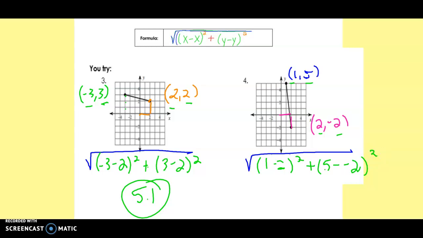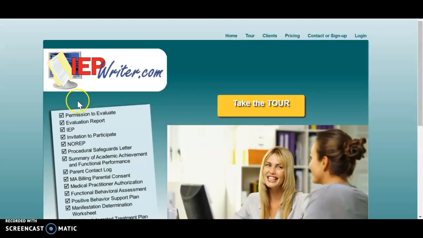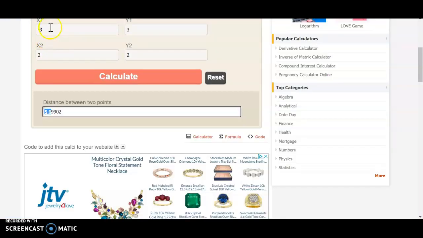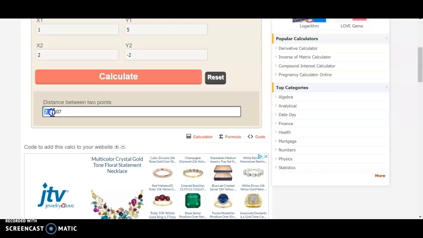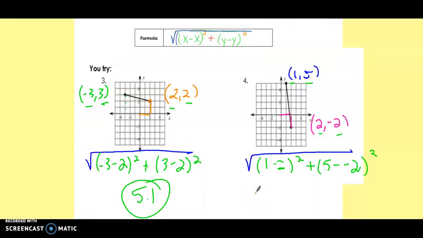So going ahead and plugging it in to the calculator, we have 1, 5, 2, -2. And calculate. So 7.07, 7.1. Hopefully you should see that you should be able to round that up. So your answer is 7.1.